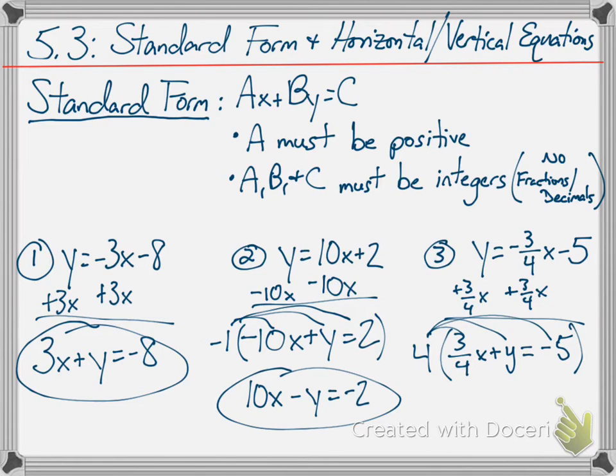So again, I distribute it to all the terms. 4 times 3/4 x is 3x, and then I get 4y and negative 20, and I've got myself my equation in standard form. So those are your quick little reminders here as to how standard form works.